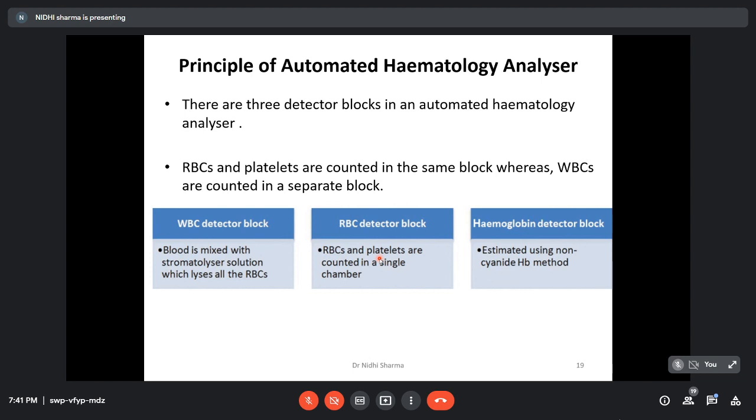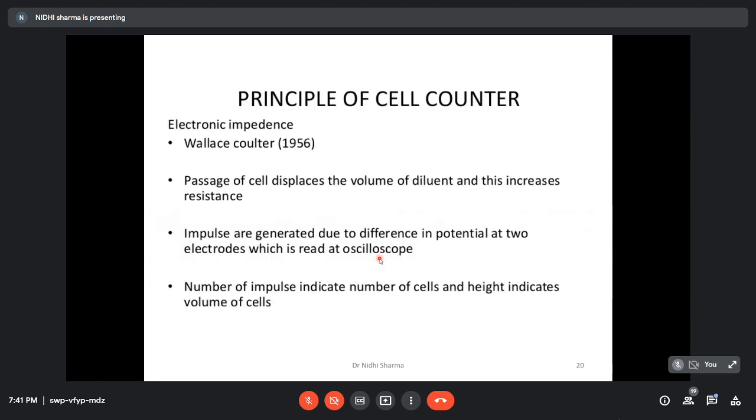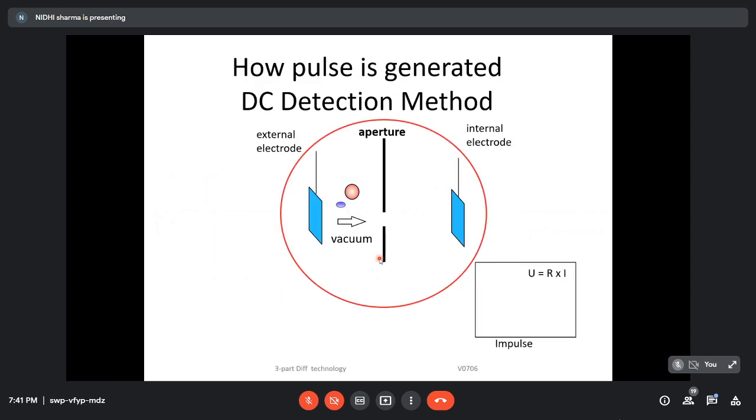And the technology which the RBC detector block uses most commonly is called electronic impedance. We all are very much aware of the Wallace Coulter principle: if we put two electrodes and there is a current flowing between them, which is a good conductor of electricity, and then some cell passes through this, which causes a break in this current, as soon as this cell passes, you will have an impulse being generated for this particular cell. The height of this impulse corresponds to the size of the cell that has passed.